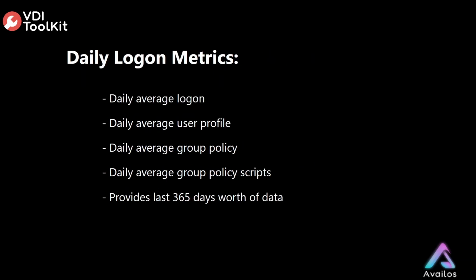The daily logon metrics provide information on daily average logon, daily average user profile, daily average group policy, and daily average group policy scripts. It provides data from the last 365 days, and this can be helpful in determining if login times have recently degraded within your virtual desktop environment and when exactly they started degrading. For example, maybe someone recently added some new group policies around the same time that could have led to the degraded login times.